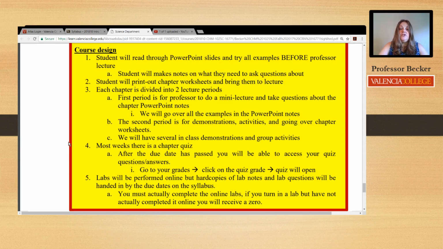Students are going to print out the chapter worksheets and bring them to lecture. Each chapter is going to be divided into 2 lecture periods. The first period is for the professor to do a mini lecture and take questions about the chapter PowerPoint notes. We will go over all the examples that are in the notes. The second period for the chapter is for demonstrations, activities, group work, and going over chapter worksheets together. We will definitely have several in-class demonstrations and group activities throughout the semester.